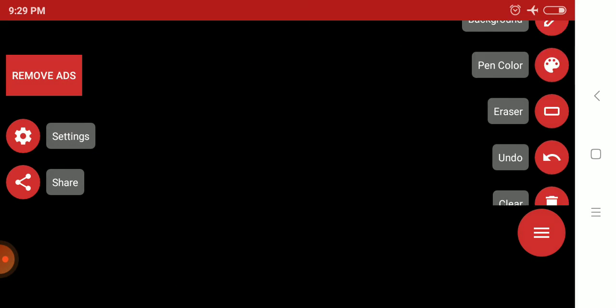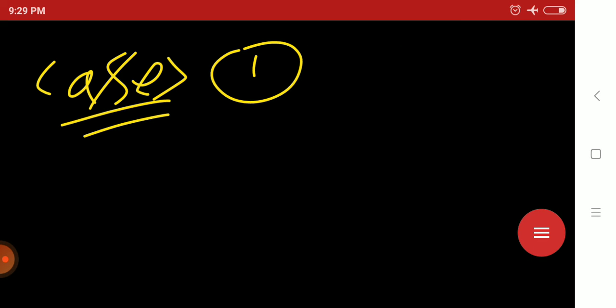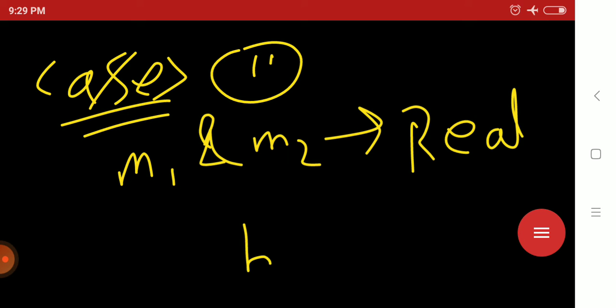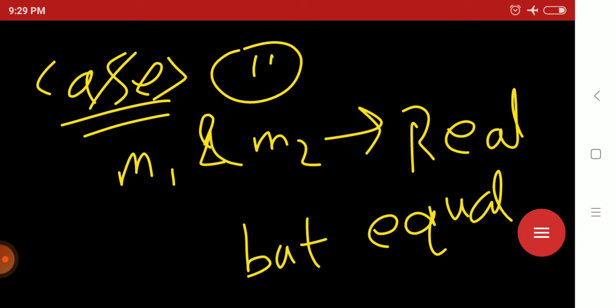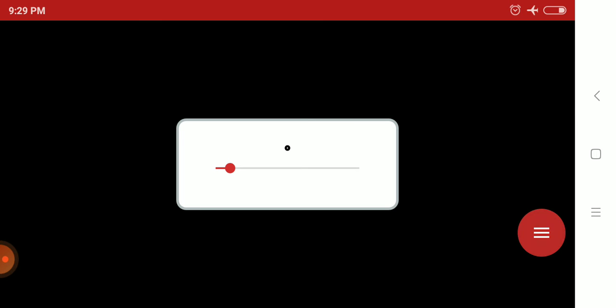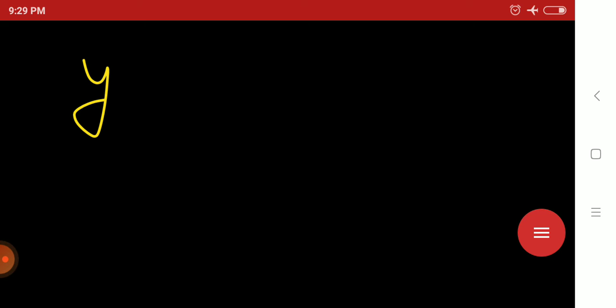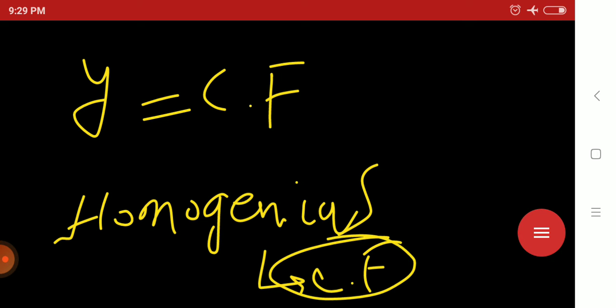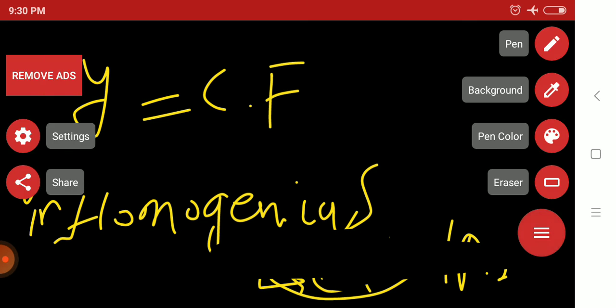Now the second case, case 2, is if m1 and m2 are real and equal roots. Then what will be the solution of that differential equation? As it is a linear homogeneous differential equation, you can write the complementary function. No particular integral is included here, because for a homogeneous linear differential equation only the complementary function is there, but when it is inhomogeneous, then the particular integral will also come. I will discuss that briefly.